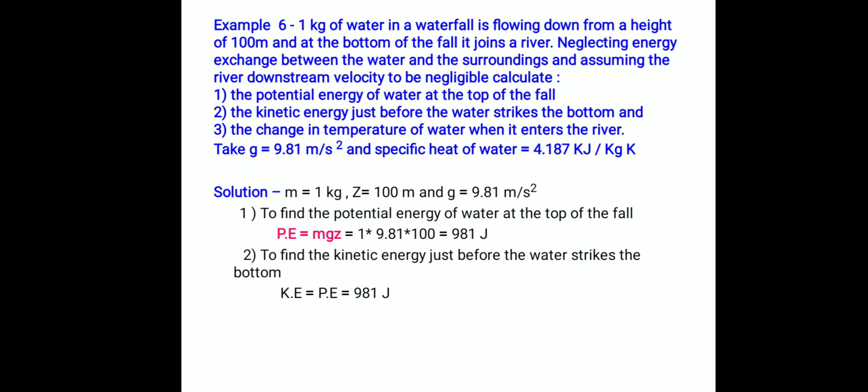So height is also given, so we can calculate the potential energy. We already discussed the formula for potential energy, that is mgz. So m is 1 kg, g is 9.81 meter per second square, and z is 100 meter. So we get 981 joules as a potential energy, right?